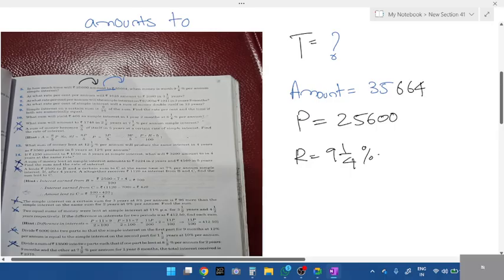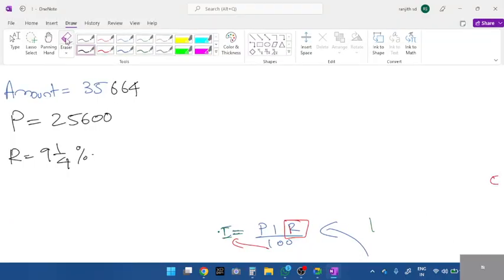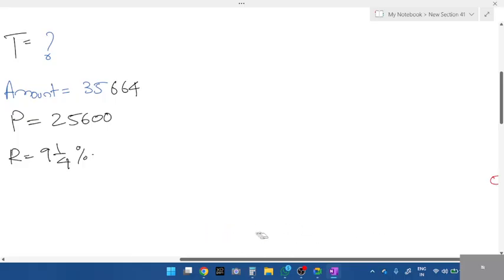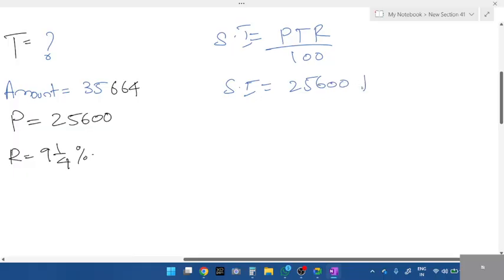Whatever data is given, whatever I've written, did you understand? Now, we need to find time. In which formula do we have time? Tell me the formula which has time. Simple interest is equal to PTR by 100. In this, we don't have the simple interest value. What about principal? Do we have principal? Time we don't have. What about rate? Convert the rate, students. 9 4s are 36, 37 divided by 4, and that 100 remains as it is, right?